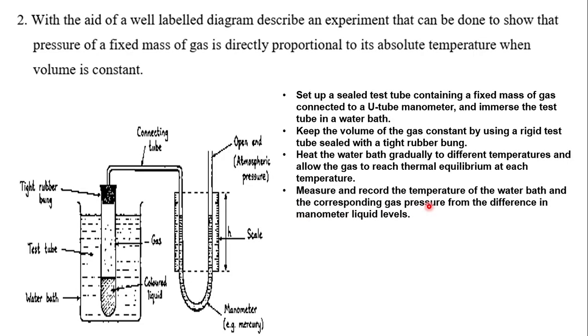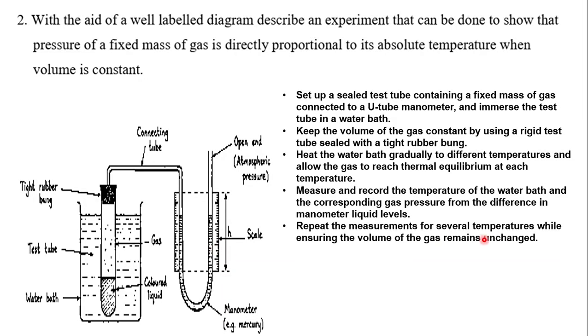Measure and record the temperature of the water bath and the corresponding gas pressure from the difference in manometer liquid levels. So it is this water, a medium whose temperature you need to measure, and then you measure the corresponding column difference. Repeat the measurements for several temperatures while ensuring the volume of the gas remains unchanged. Remember, the volume of the gas must remain constant throughout the experiment.